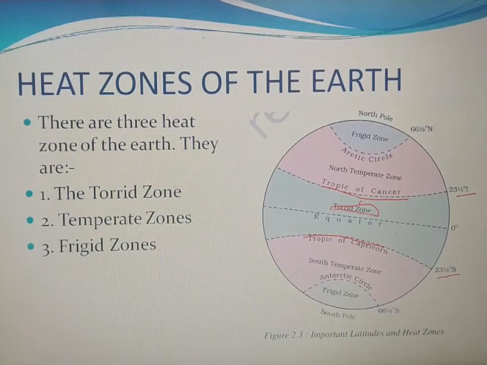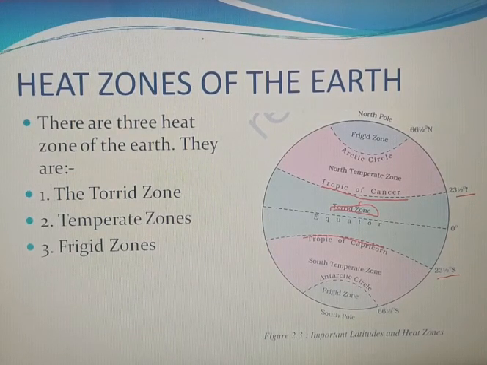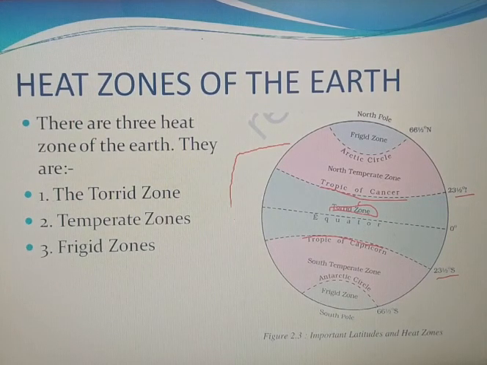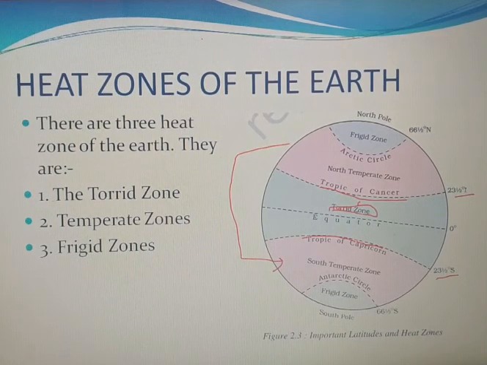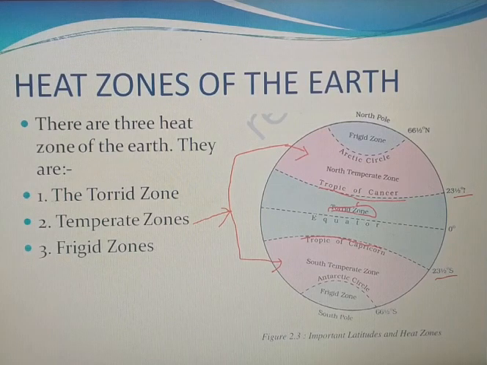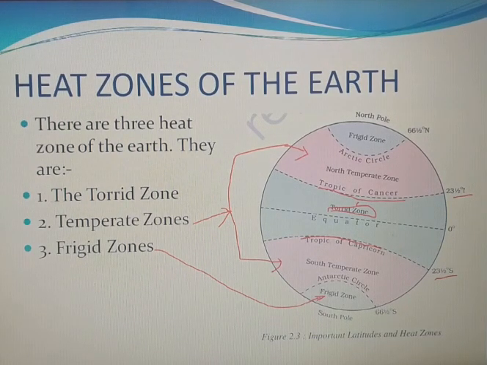Then from the Tropic of Cancer to the Arctic Circle, and in the south from the Tropic of Capricorn to the Antarctic Circle, these two areas we call the temperate zone. And the last one is the freezing zone, again with 2 areas. The first is in the southern hemisphere, from the Antarctic Circle to the South Pole, and another is from the Arctic Circle to the North Pole. So let's learn the details about these heat zones of the earth.